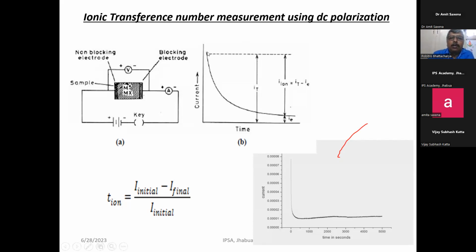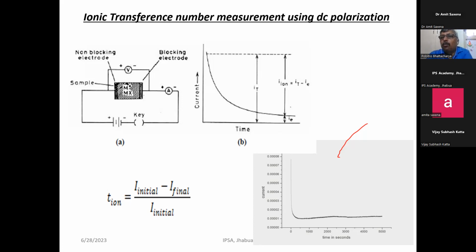So instead of getting a varying slope, we get an immediate sharp polarization, and then it saturates. One should monitor this current for quite some time, ensure that there is no further drop in current, and using the values of initial and final current, we calculate the contribution to conductivity by the ions.